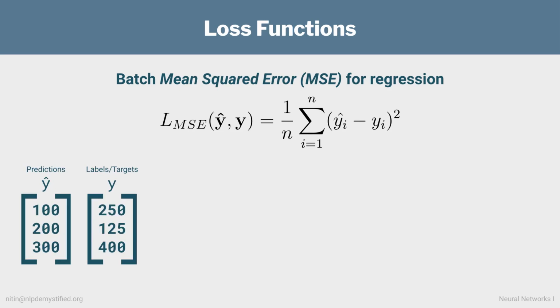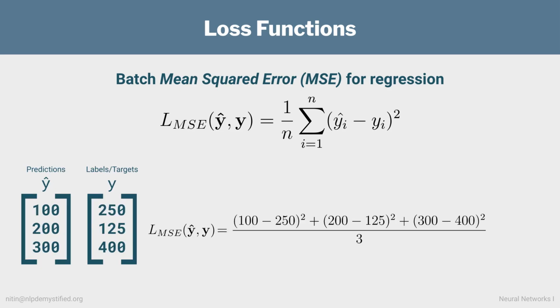Say we have a dataset of 3 labeled examples and the network made these predictions. The MSE for this batch would look like this: each prediction minus its corresponding target squared. These values are all added up, then divided by the number of examples. And the batch loss in this case would be 12,708.3. The goal is to have the network adjust its weights to minimize this value.